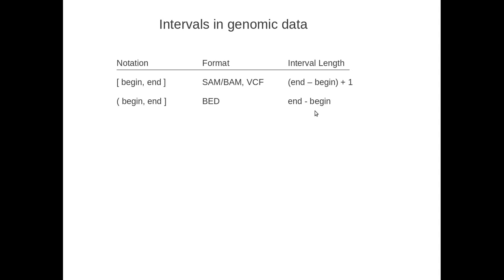Now notice for a zero-based coordinate system, that same interval would be reflected as 0 to 10, not 1 to 10. If we take the end of 10 and subtract the beginning of 0, we get the length of 10. But notice that we didn't have to do an additional mathematical operation to add 1. This is the point of browser extensible data format, okay?